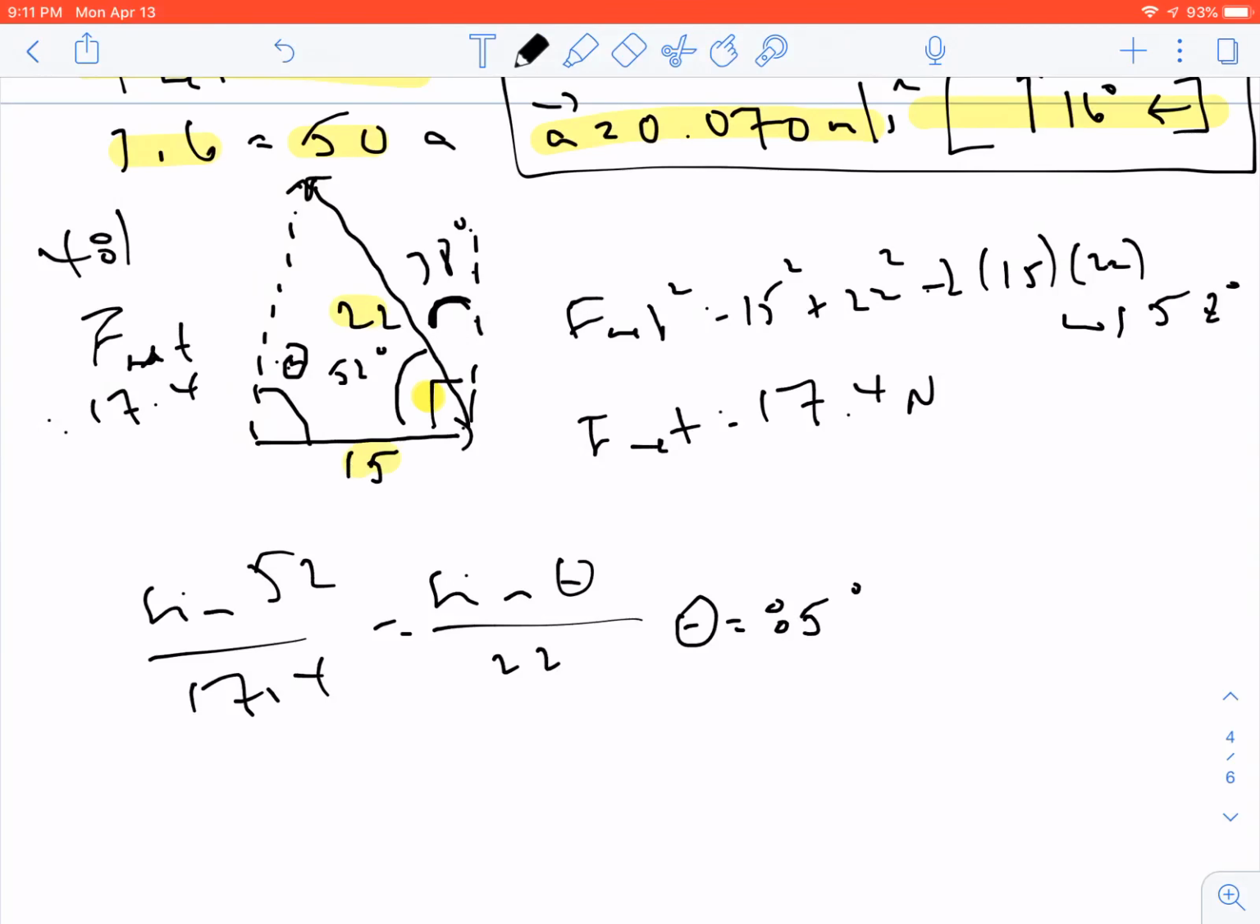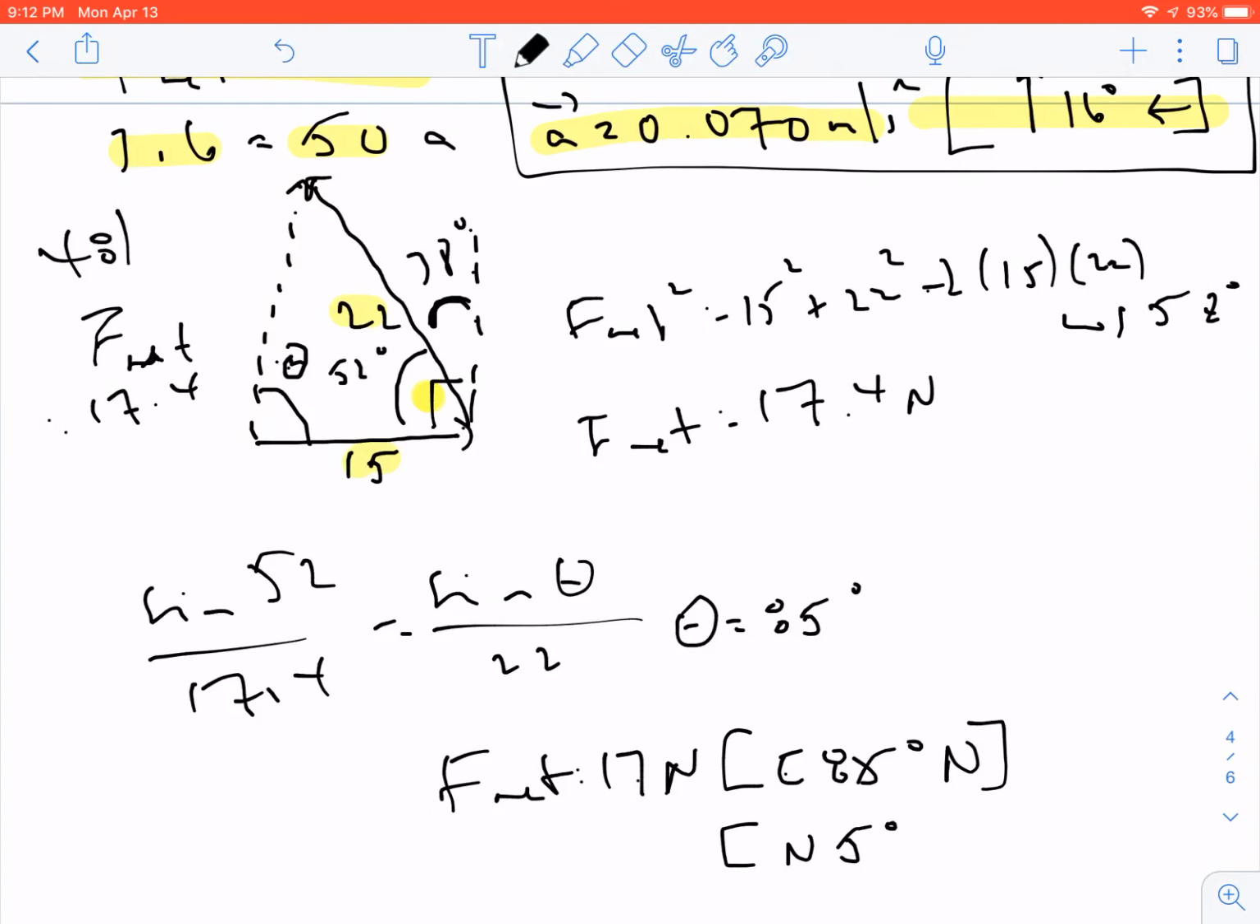85 degrees. So now if I want to look for my F net, the F net is going to be equal to 17.4 newtons. We can probably just cut it to 17 newtons because of the sig digs. And the direction is going to be east 85 degrees north. You could also find that direction by looking north and turning 5 degrees to the east. Both are right because they're the same answer. That's for my F net, which is a vector quantity.